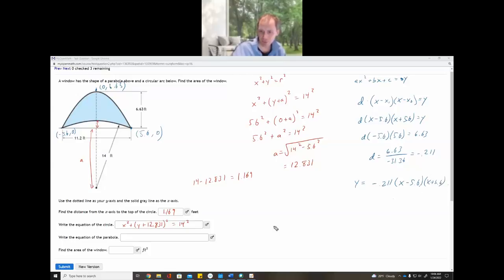And this is a perfectly good equation of a parabola. I don't need to FOIL it all out. However, I think once I need to integrate, I'm going to probably have to FOIL it all out. Okay, so now to find the area, my intersection points are negative 5.6 and positive 5.6.